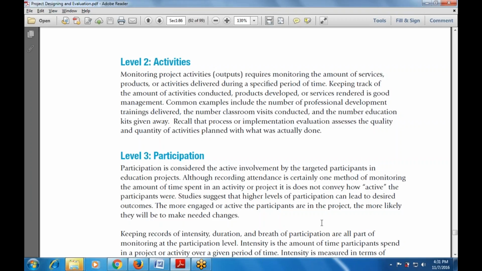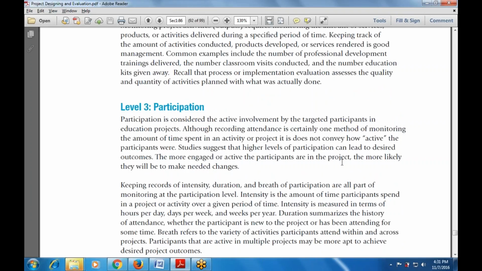Now let's see what the intensity, the duration, and the breadth of the participation are. Intensity is measured in terms of hours per day, days per week, weeks per year. Intensity means the depth, measured in hours per day, days per week, weeks per year, and the duration summarizes the history of the attendance.